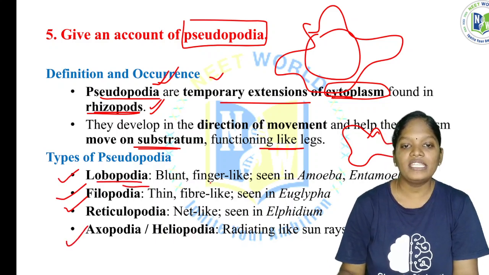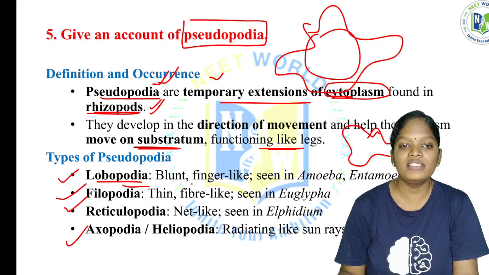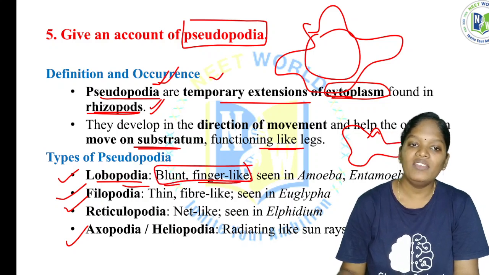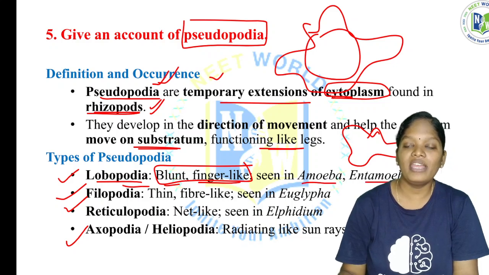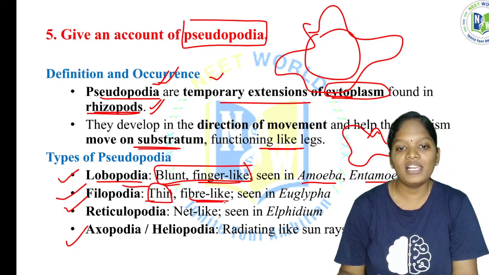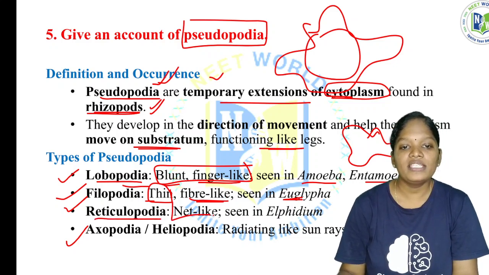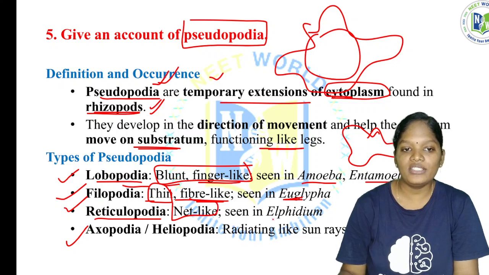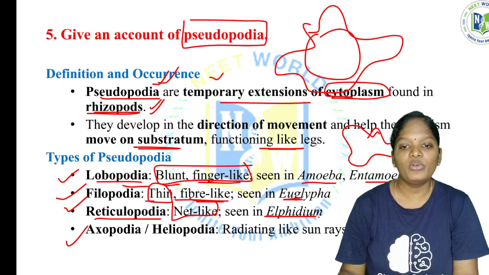Based on the structure of the pseudopodia, we name them lobopodia, filopodia, and so on. If the pseudopodia are blunt and finger-like in structure, we call them lobopodia. We see lobopodia in the case of amoeba and entamoeba. Filopodia are very thin and fiber-like structures, seen in euglypha. That is why we call them filopodia. Reticulopodia are net-like structures, which we can see in Elphidium.